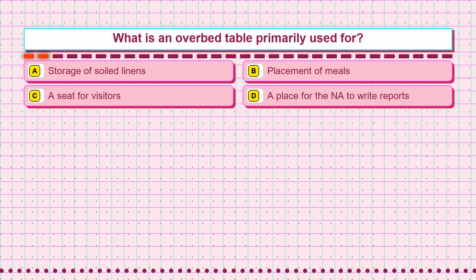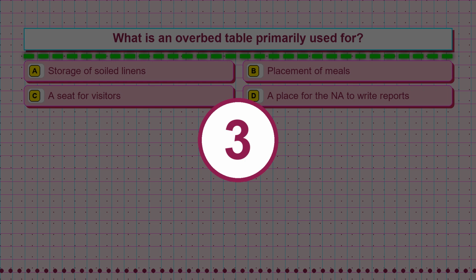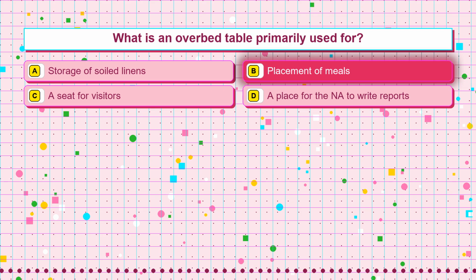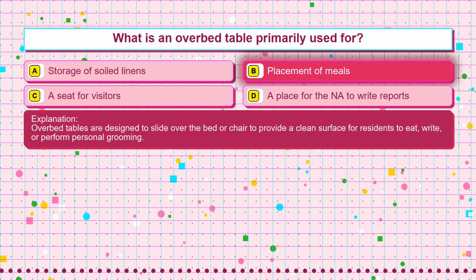Question 54. What is an overbed table primarily used for? Option A, storage of soiled linens. Option B, placement of meals. Option C, a seat for visitors. Option D, a place for the NA to write reports. The correct answer is option B, placement of meals. Overbed tables are designed to slide over the bed or chair to provide a clean surface for residents to eat, write, or perform personal grooming.